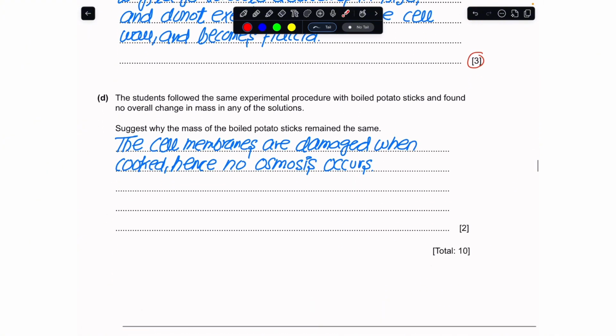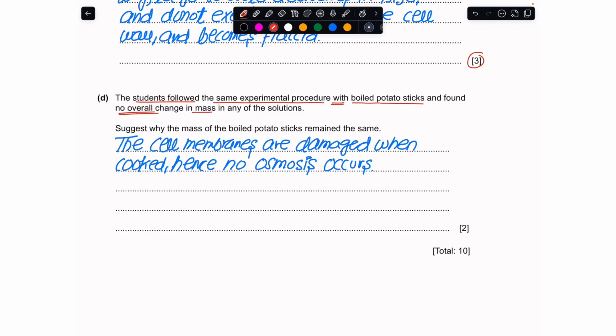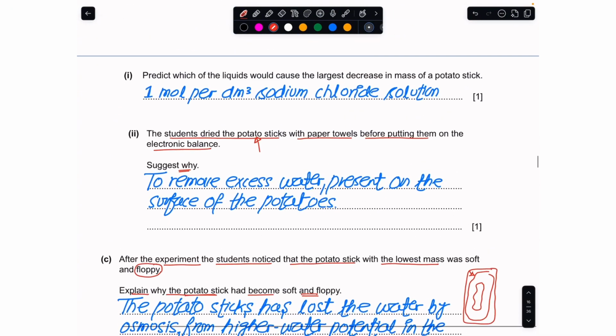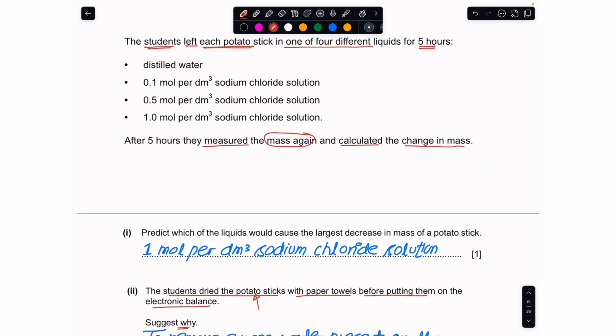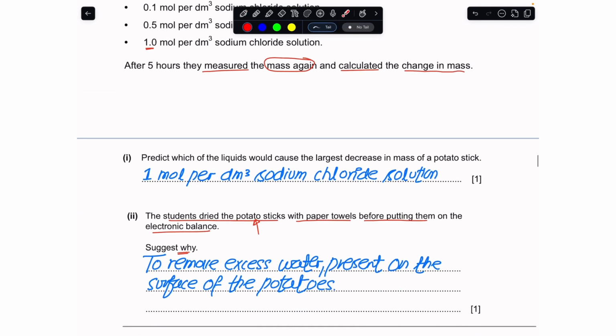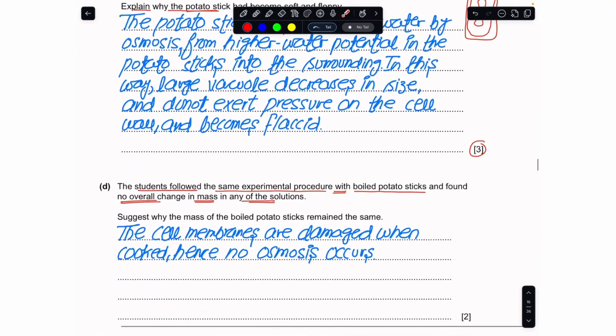If we move further, for a total of 2 marks, they are asking about a student who followed the same experimental procedure, but now did not take fresh potato sticks, but rather boiled the potato sticks and then immersed them into the solutions. What they measure is that there is no overall change in the mass in any of the solutions, whether they place them in distilled water or in the other solutions of 0.1, 0.5, and 1 mole per dm cube.